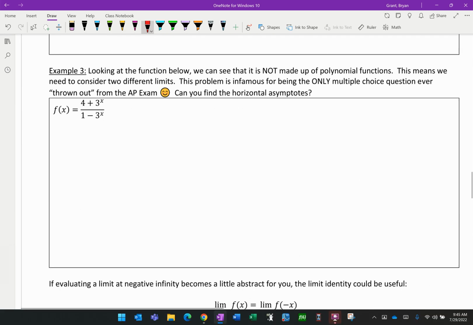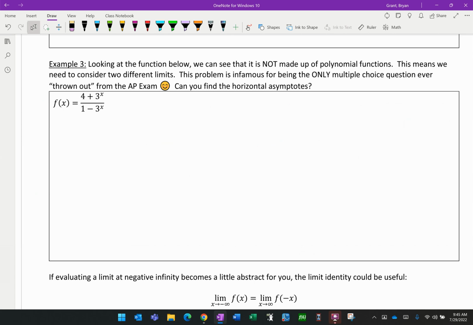Okay, example 3. Looking at the function below, we can see that it is also not made up of polynomial functions. We have this 3 to the x and 3 to the x. These are exponential functions. Okay? That means we also need to look at 2 different limits, positive infinity, negative infinity. As a heads up, this problem, or at least the format of this problem, is somewhat infamous, right?